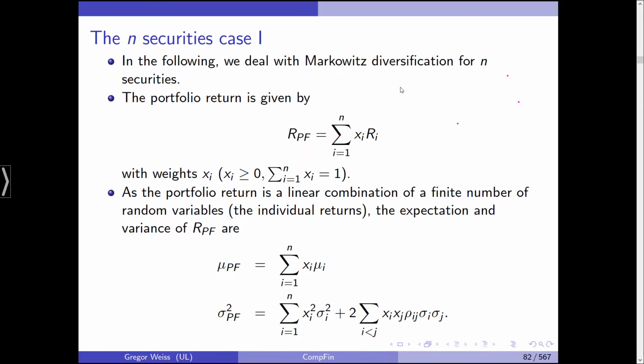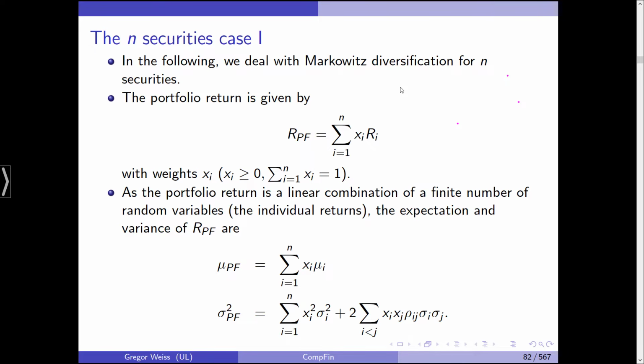We need the two metrics based on the portfolio return, and these two metrics are again, of course, the expected portfolio return mu_PF, which, because the expectation operator is a linear operator, is just the linear combination of the individual expected values, the expected returns mu_i.